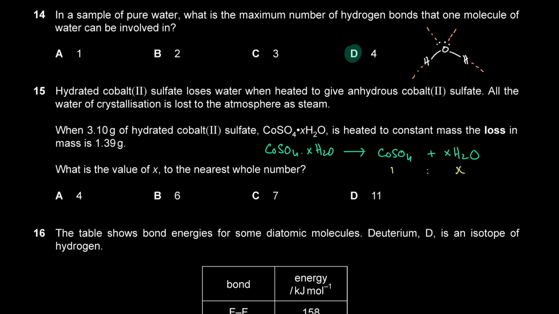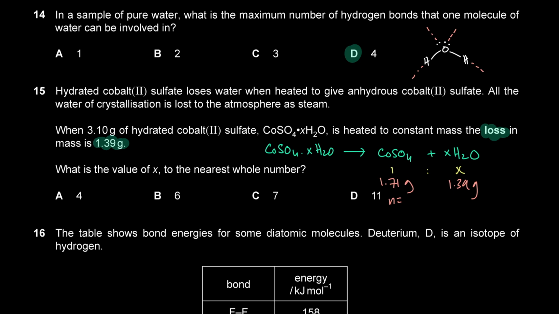Now we know that the loss in mass is 1.39 grams. In other words, 1.39 grams of water are driven off, and we had a total mass of 3.1 grams. So then how many grams do we have of the anhydrous cobalt-2 sulfate? That is 3.1 minus 1.39, which is 1.71 grams. So we can find the number of moles of the anhydrous cobalt-2 sulfate.